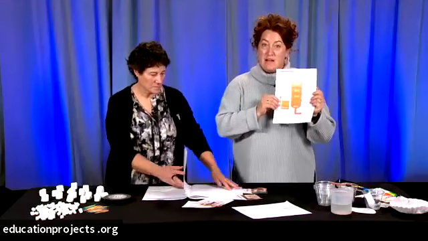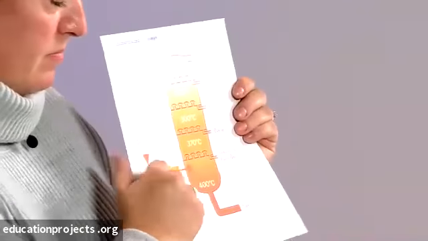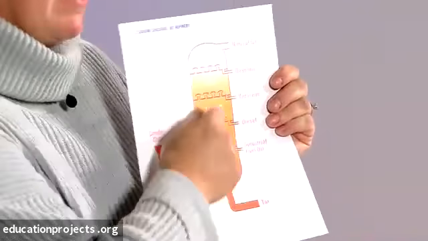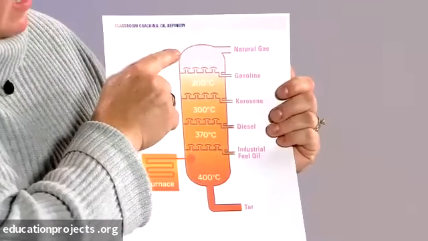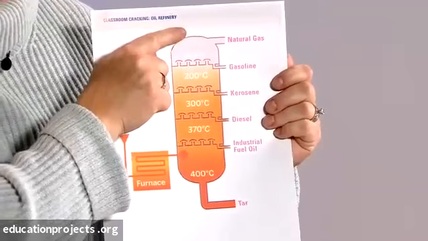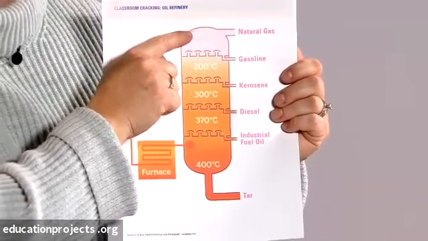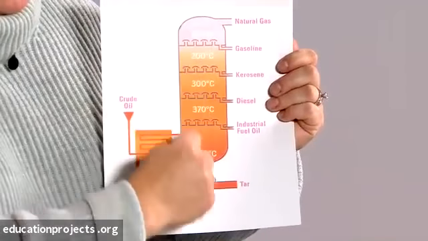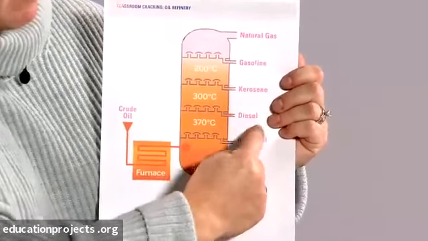The other thing I wanted to point out, and I apologize I didn't do this, is that you also have this slide that's available to you. You can show them how these products crack off on this refining tower. You'll see up here, natural gas is at 0 degrees. It takes very little thermal energy for that to crack off. And then as the temperature increases, because you're getting further down, you'll see other products that crack off.